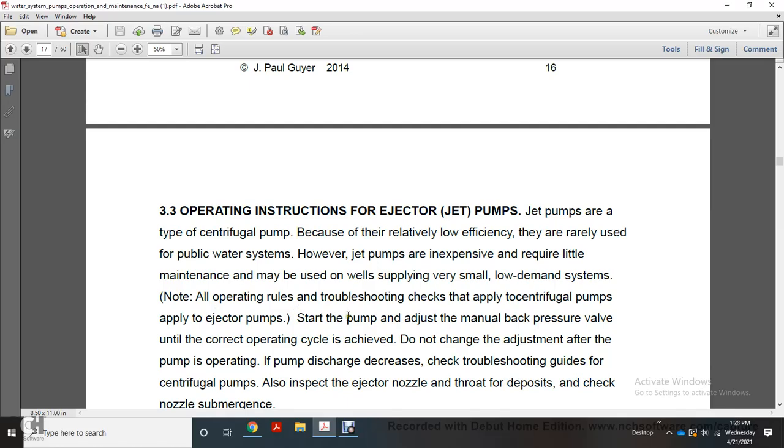So adjust the manual back pressure valve on the pump until the correct operating cycle is achieved. Do not change the adjustment after the pump is operating. If the pump discharge decreases, check the troubleshooting guides for the centrifugal pump.